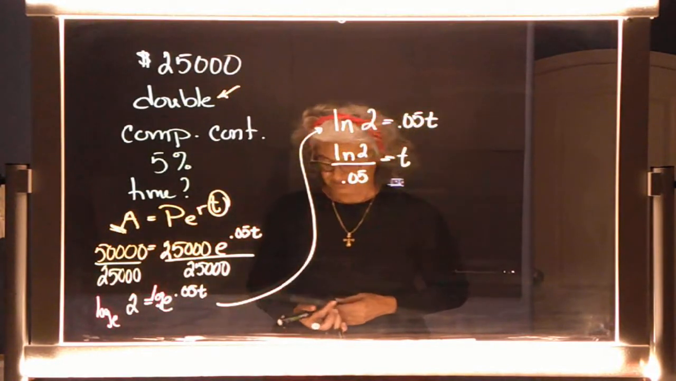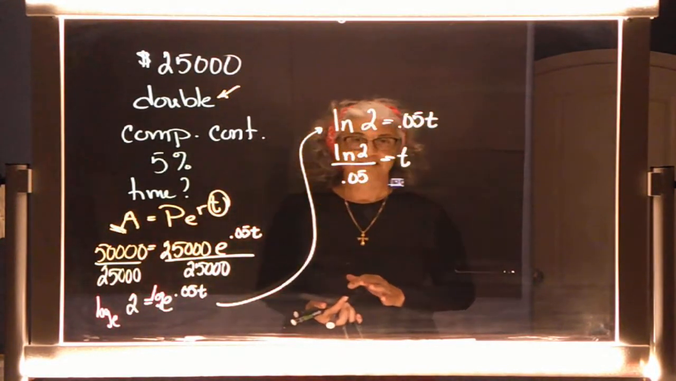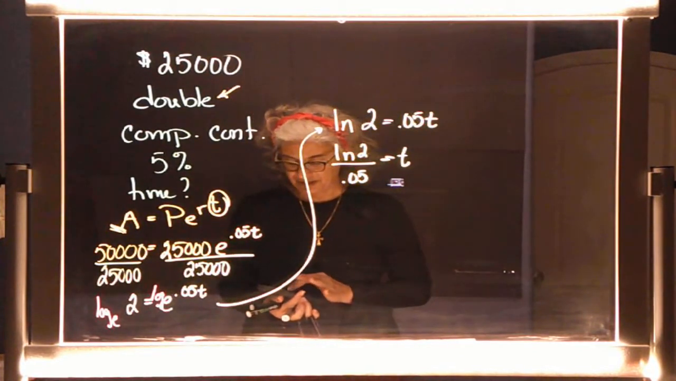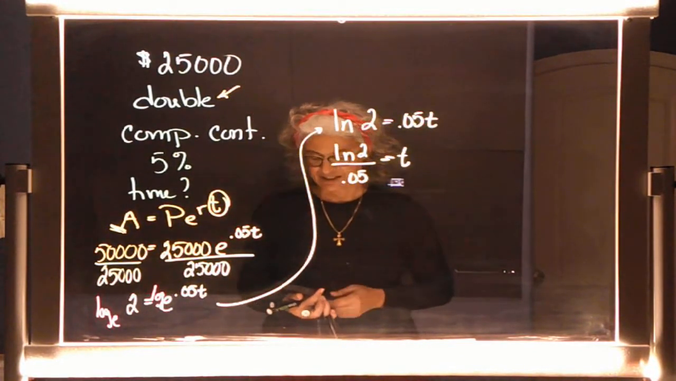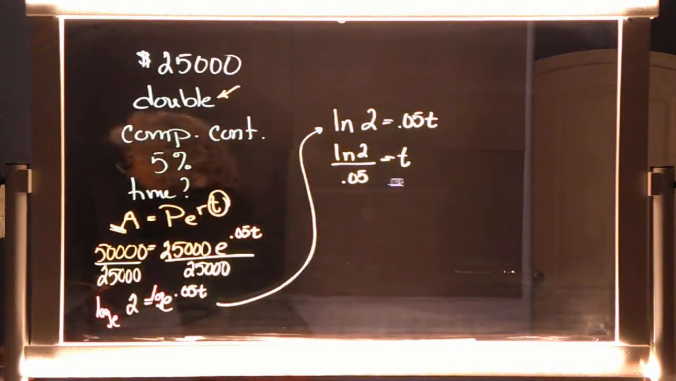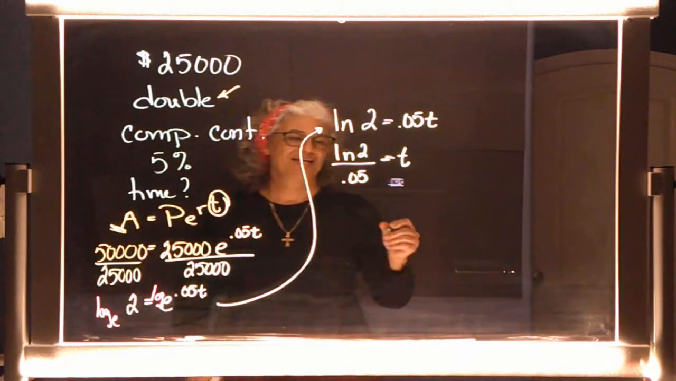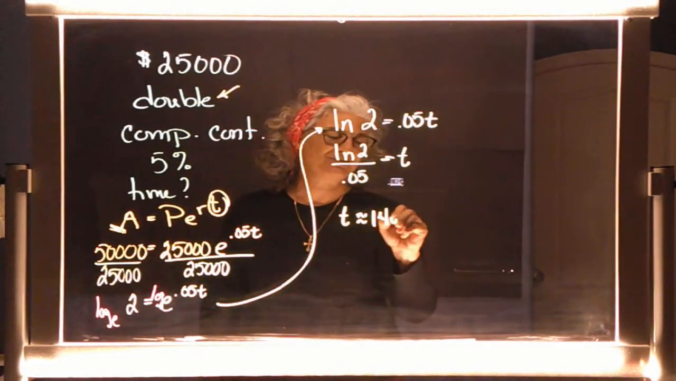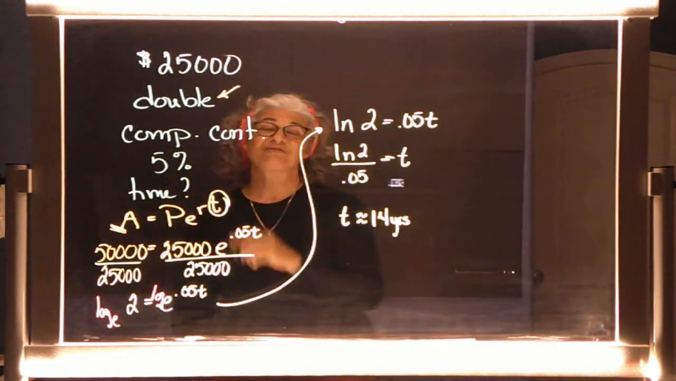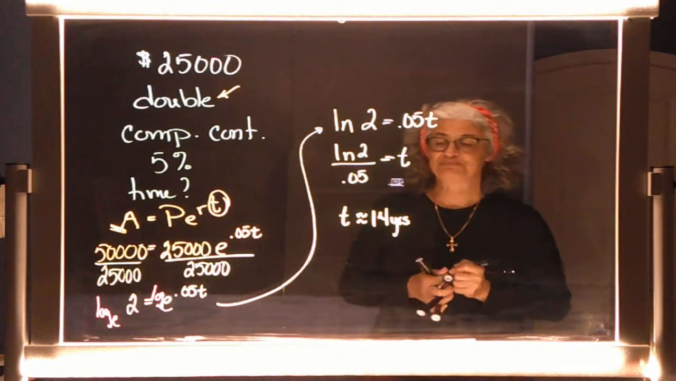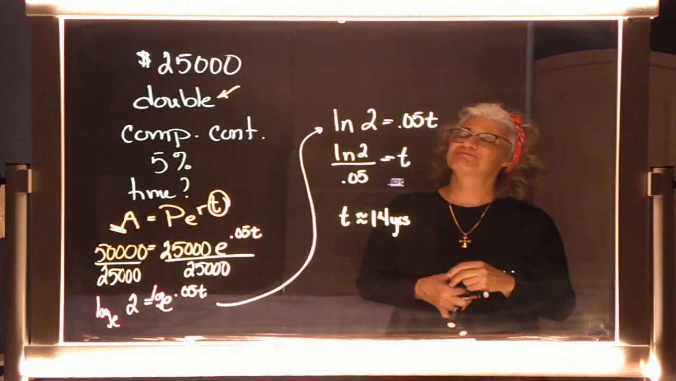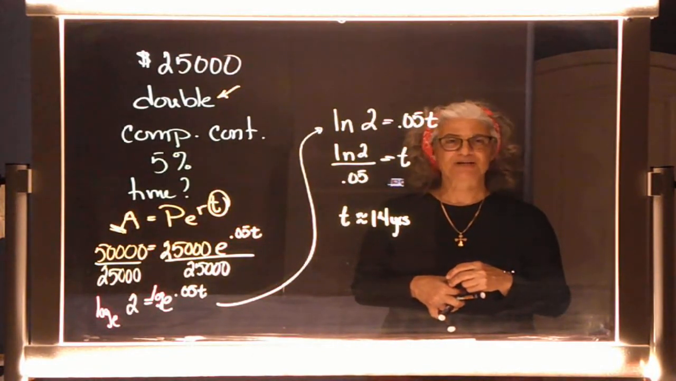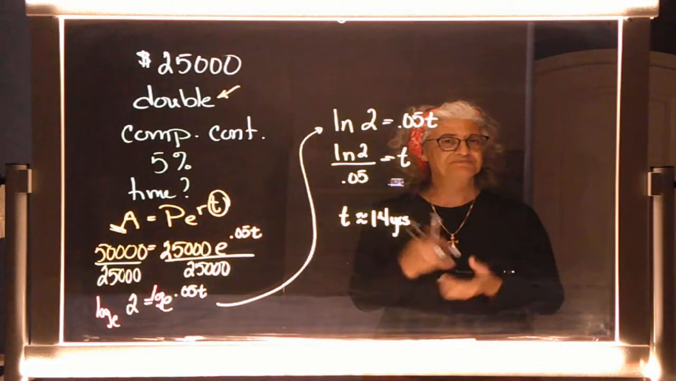What'd you get? Yeah, I got that too. I'm just going to do a quick double check just to make sure I did it right. I sure did. How long did you get? Yeah. This is going to take approximately 14 years for this $25,000 to double. Well, I guess instead of buying a car, maybe you're saving up for a down payment on a house instead, right?